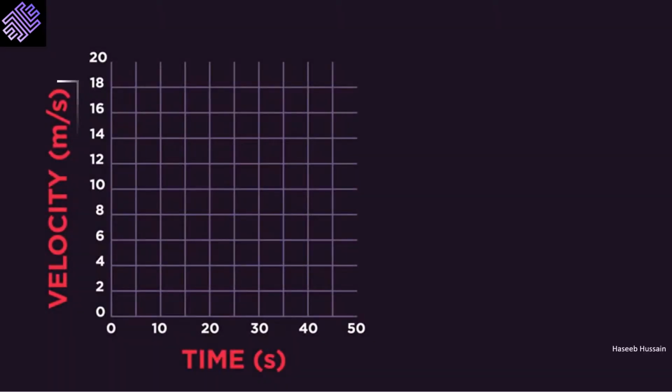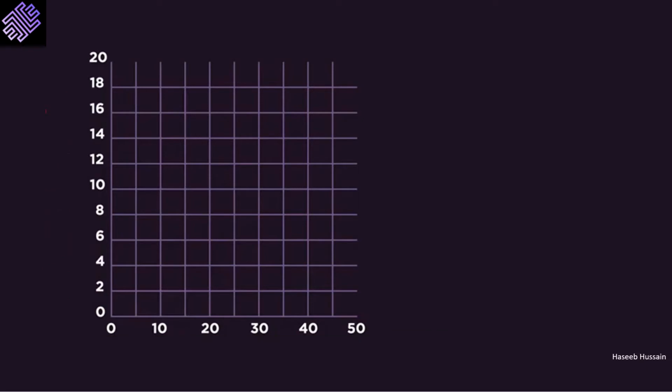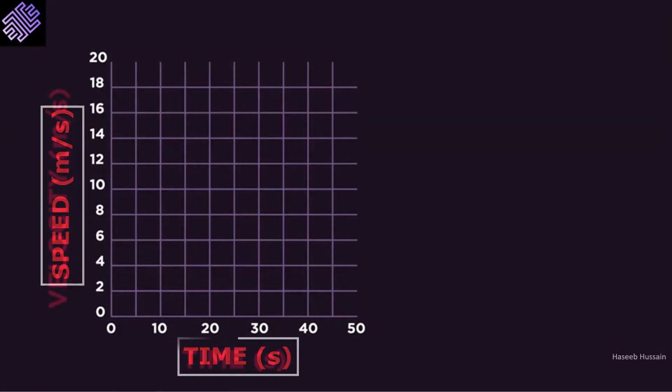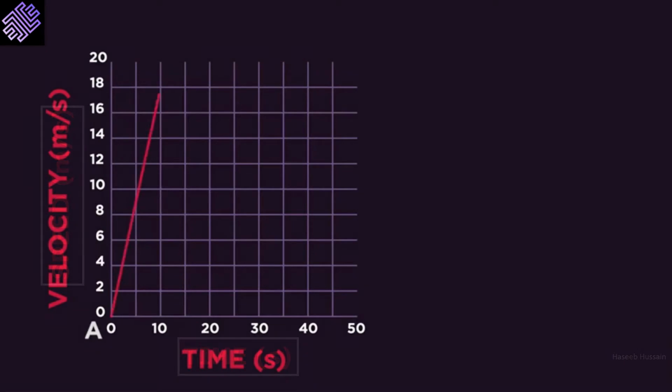Note, on the x-axis we have the time measured in seconds, and on the y-axis we have the velocity measured in meters per second. If this was a speed time graph, then on the x-axis we would again have the time measured in seconds, and on the y-axis we would have the speed measured in meters per second. Now let us add values to our graph.